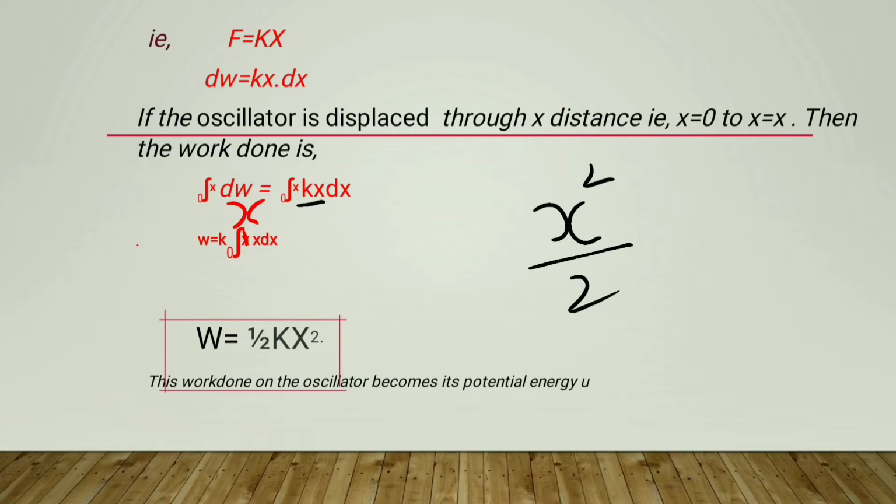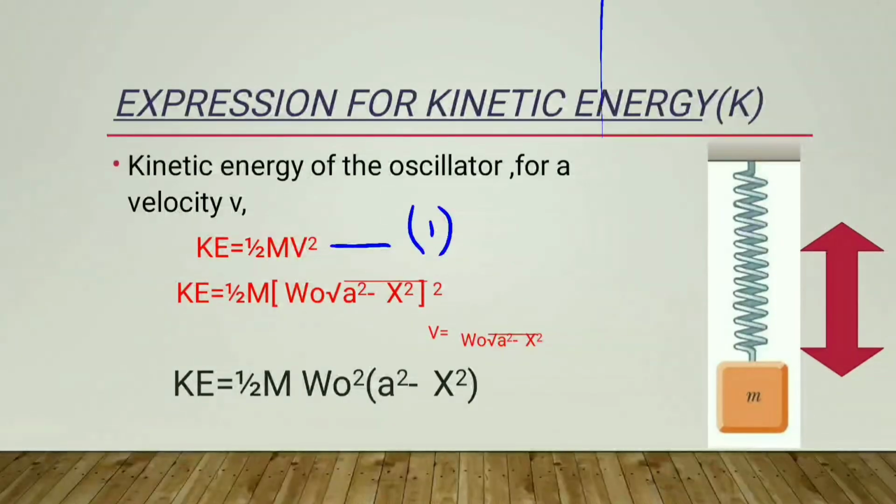Now we are going to find the expression for kinetic energy. We know that when the spring is oscillating, it is moving with some different velocity. Of course, the velocity will change with the time. So still we can find the kinetic energy. Here we have the kinetic energy expression, that is half m v square. Here we have already derived the velocity part, that is v equal to omega 0 root of a square minus x square.